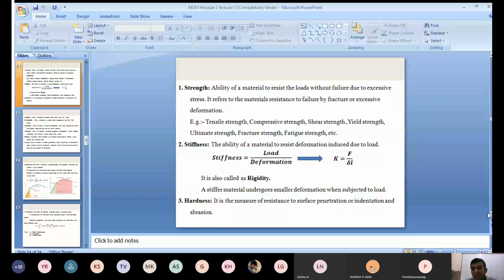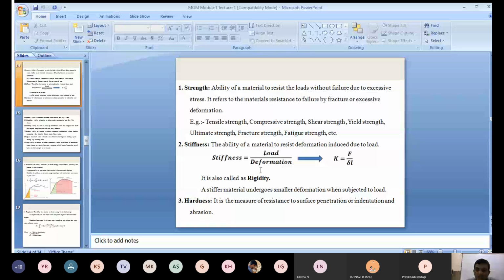Okay, stiffness is nothing but the ability of material to resist the deformation induced due to an applied load. That is called stiffness. As you know, the strength formula is related to stress only. Stress is equal to load by area. Strength is also the same formula, load by cross-sectional area. Stiffness is nothing but load by deformation. It's the ability of material to resist the deformation when subjected to an external applied load. That is also called rigidity. These two are very important.